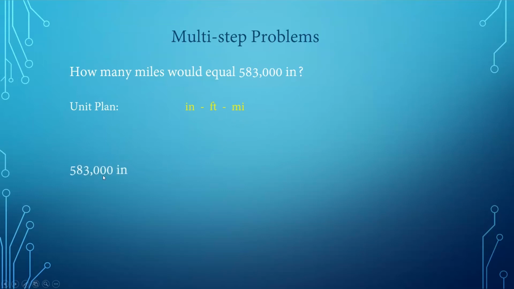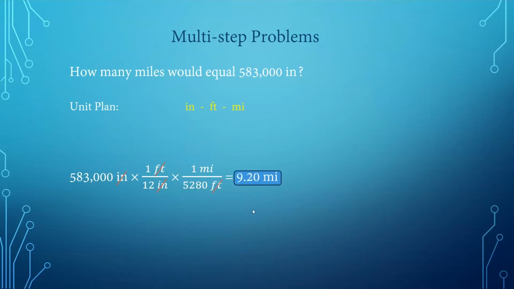So we'll begin with our 583,000 inches, and again, as usual, we'll put the unit on the top we want to get to. So even though you're used to writing it as 12 inches per foot, we're going to flip it upside down here because we need those inches to cancel out. Same thing is true with our next conversion. We're going to put the feet on the bottom so the feet cancel out, and that tells us that we have a distance of 9.2 miles.